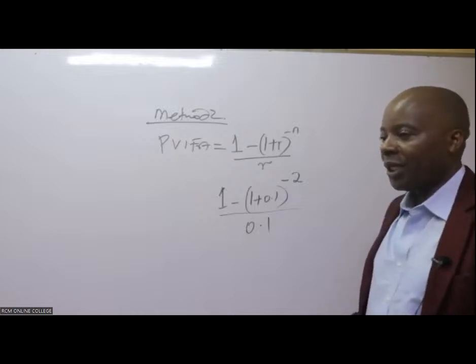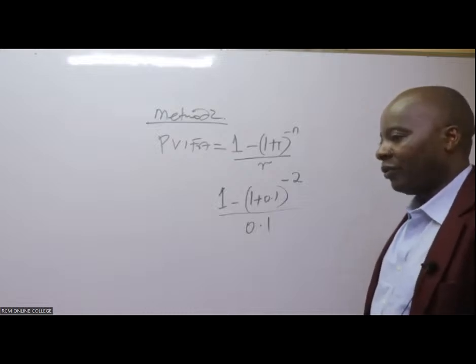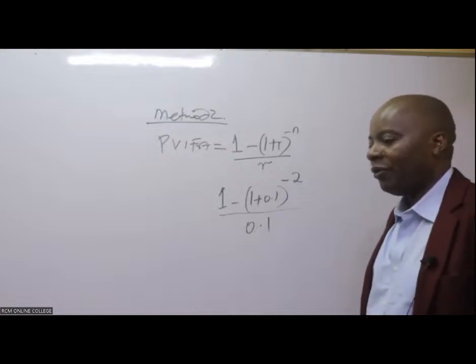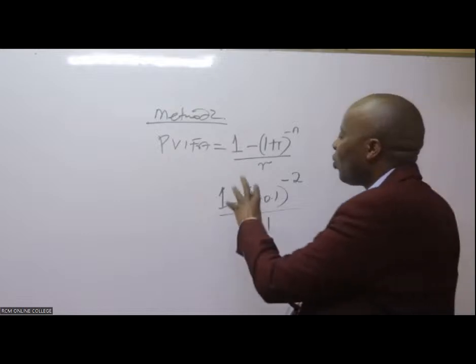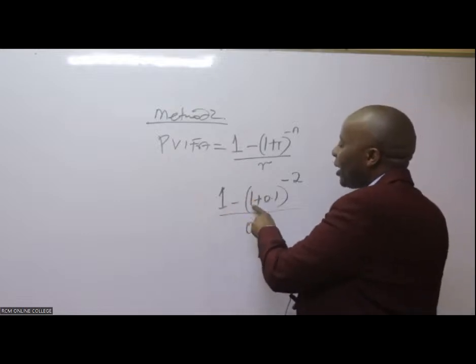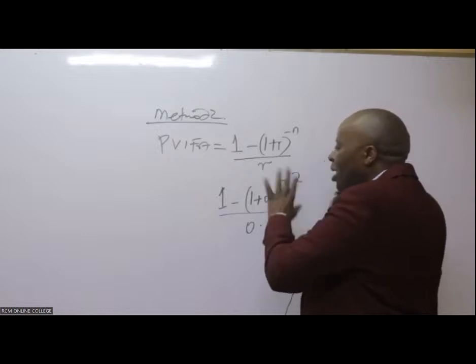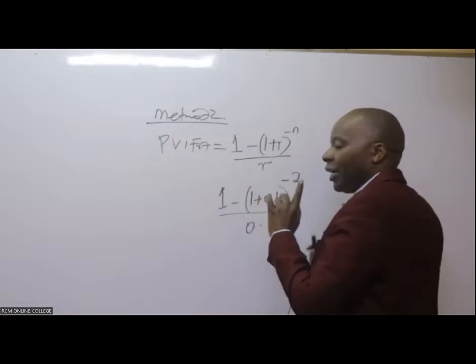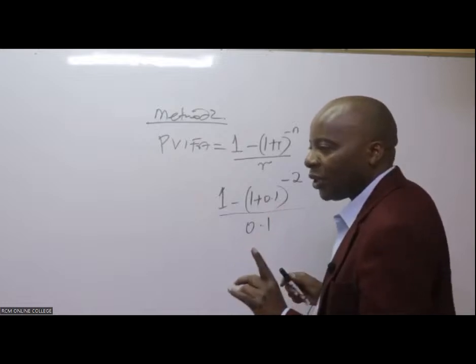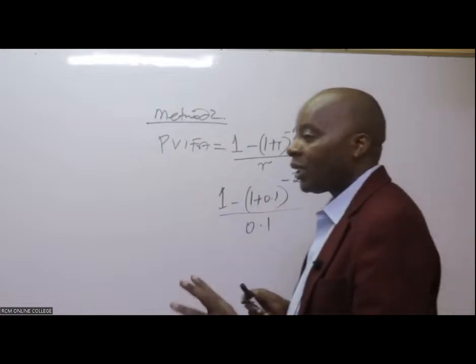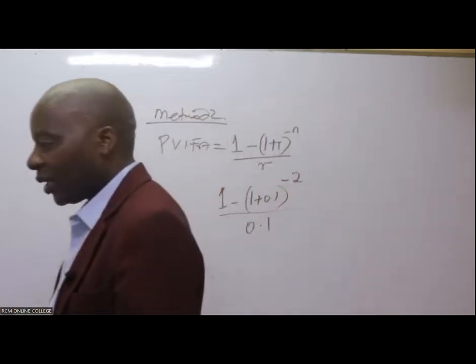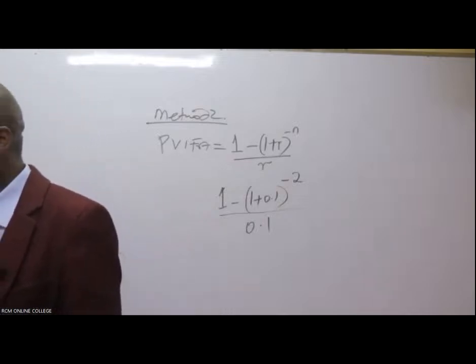So, ladies and gentlemen, are you able to give me this PVIFA? From your calculator, you say 1 minus, open bracket, 1 plus 0.1, you close, you say raised to minus 2, you say equals. Whatever you get, you divide by 0.1. Everybody must give me answers.